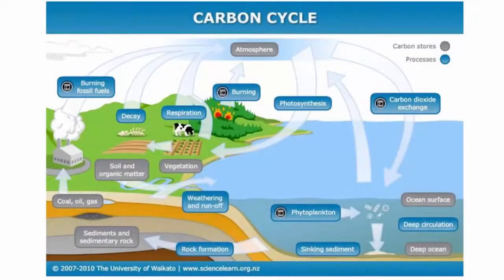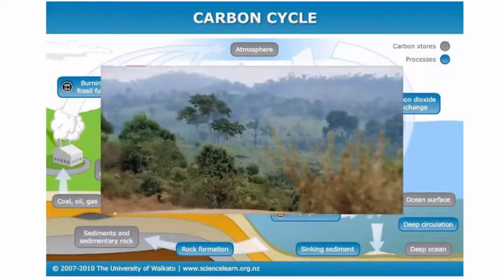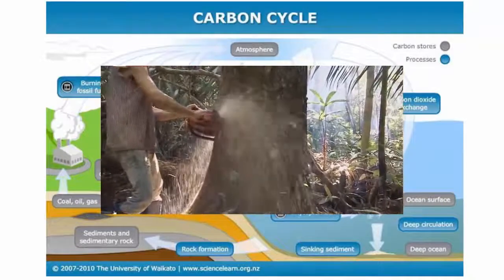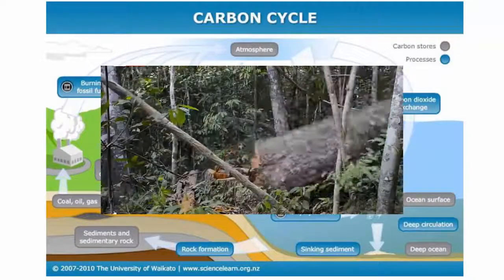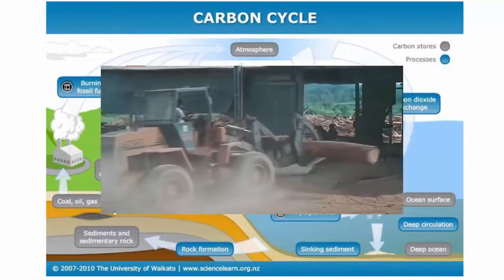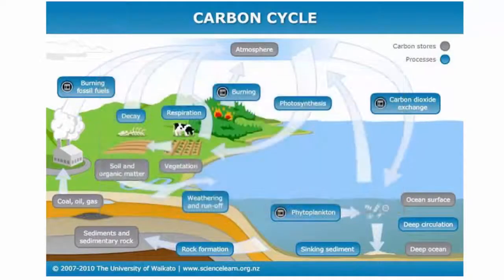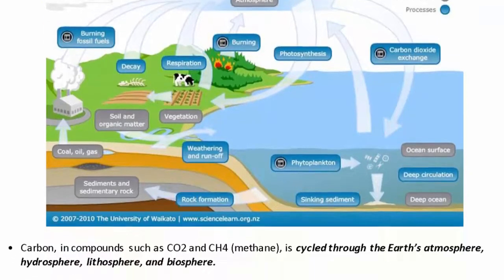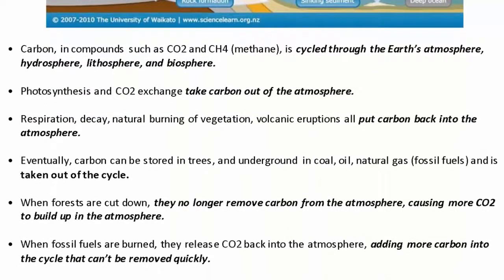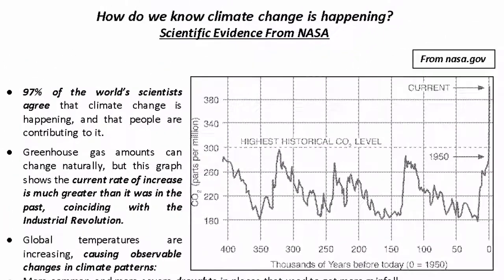Now add deforestation to that. One of the natural ways that carbon is taken out through photosynthesis now isn't happening as much because we don't have as many forests as we used to. So there's a lot more carbon in the atmosphere than there used to be, and it's not natural. Now if you look at your notes below the diagram, you'll see that this has all been summed up for you already. Now how do we know this?